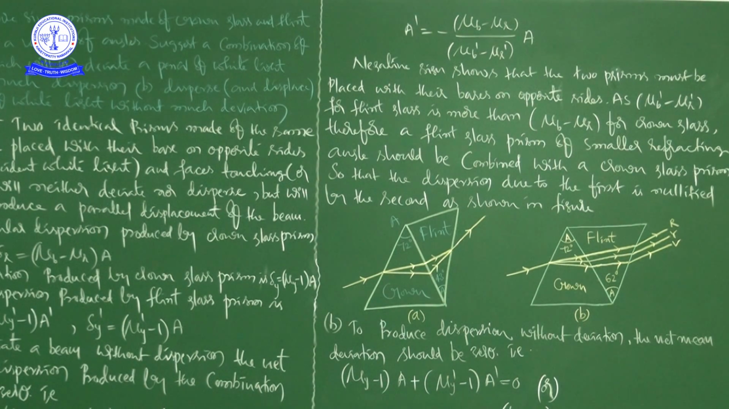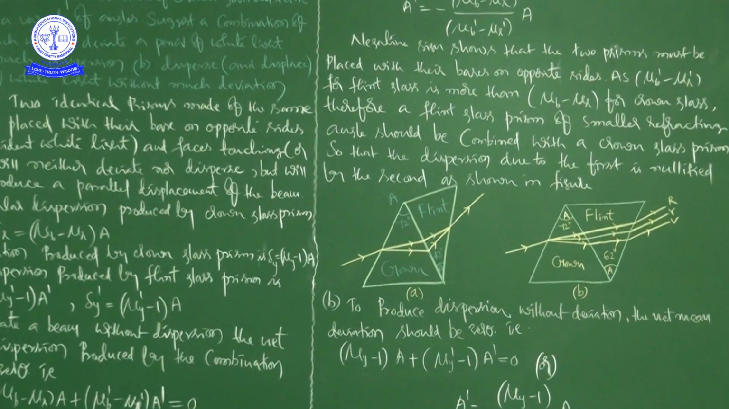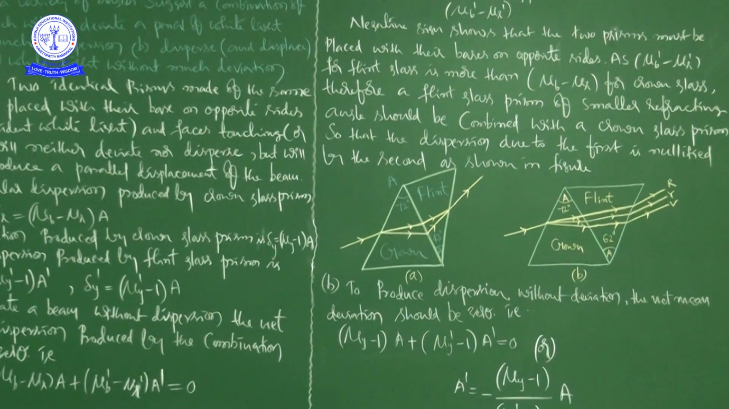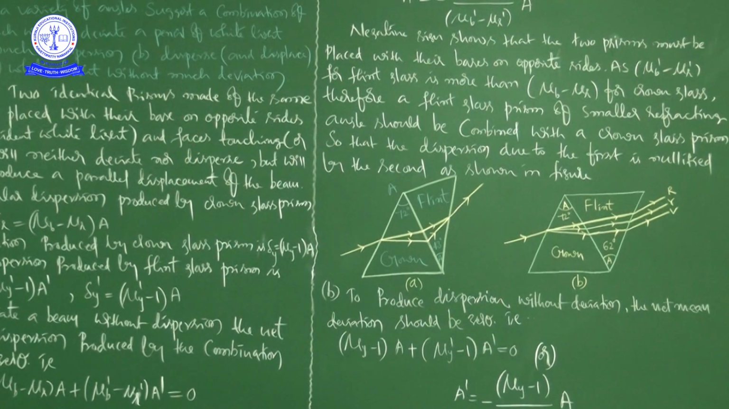Dispersion means the phenomenon of splitting a white light into its component colors. Here it's not happening. I am not talking about figure B now, I am talking only about figure A. So according to this figure, there is no dispersion, only deviation is present. Now we are going to see B. So what is B here?